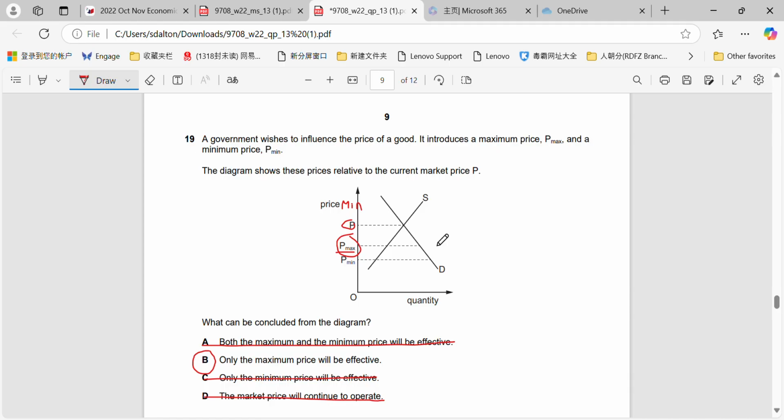Remember, the maximum price is associated with creating a shortage, and in order to create a shortage, which is an extension in demand and a contraction in supply, it has to be placed below the equilibrium. The minimum price is associated with creating a surplus, and in order to create a surplus, there has to be an extension in supply and a contraction in demand, so it has to be placed above the equilibrium.